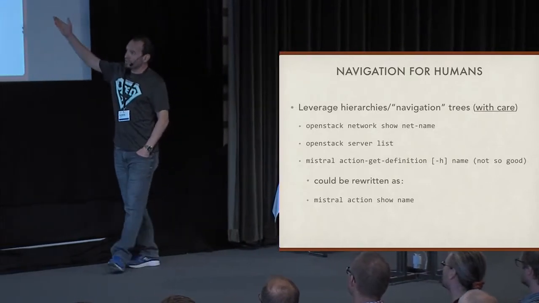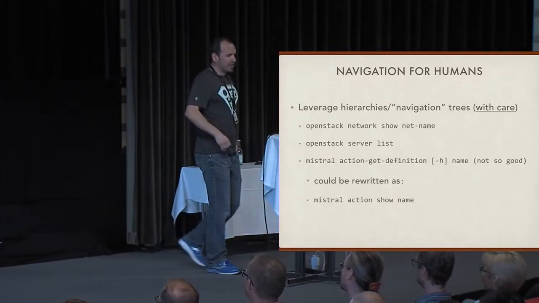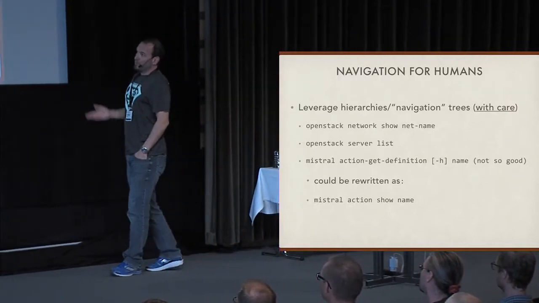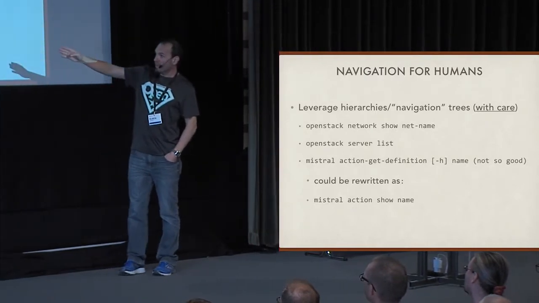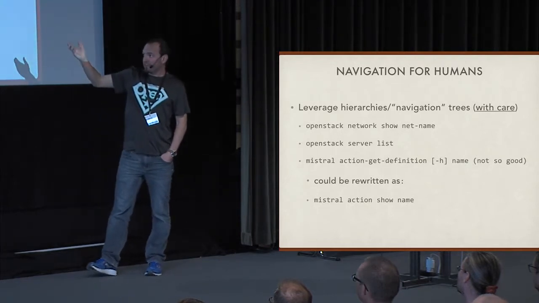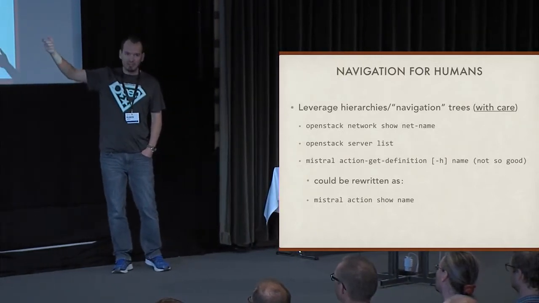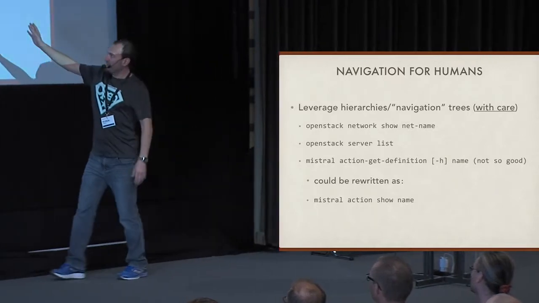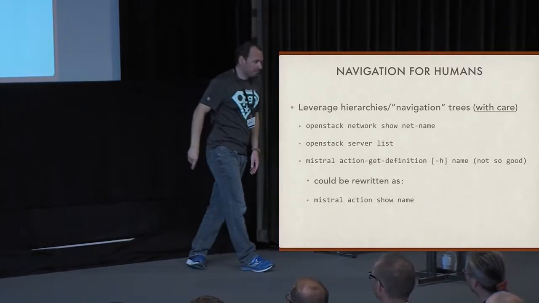I give one here that is not so good, and I want to emphasize not so good. It doesn't mean that it's necessarily bad. It's just that it's not as great as it could be. The Mistral action get definition, for instance. In my opinion, that could be written as Mistral action show. You have the action, which is the entity that you're acting upon, and then instead of get definition, you can say show, which is a common pattern, or any similar pattern. You can have fetch, show, whatever the case might be. And then you make it very easy to understand, very easy to memorize. You are more likely to memorize the one at the bottom than the one at the top.